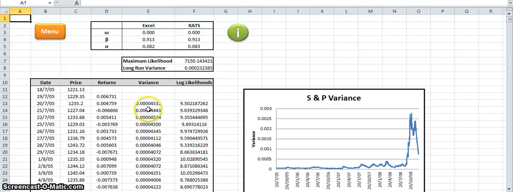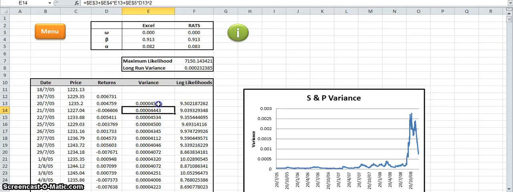Now, to calculate the variance in GARCH, the first observation would be the previous returns squared, but after that, what we do is we take the GARCH formula, which is omega plus beta times the previous variance plus alpha times the previous returns squared, as you can see in this formula bar up here.